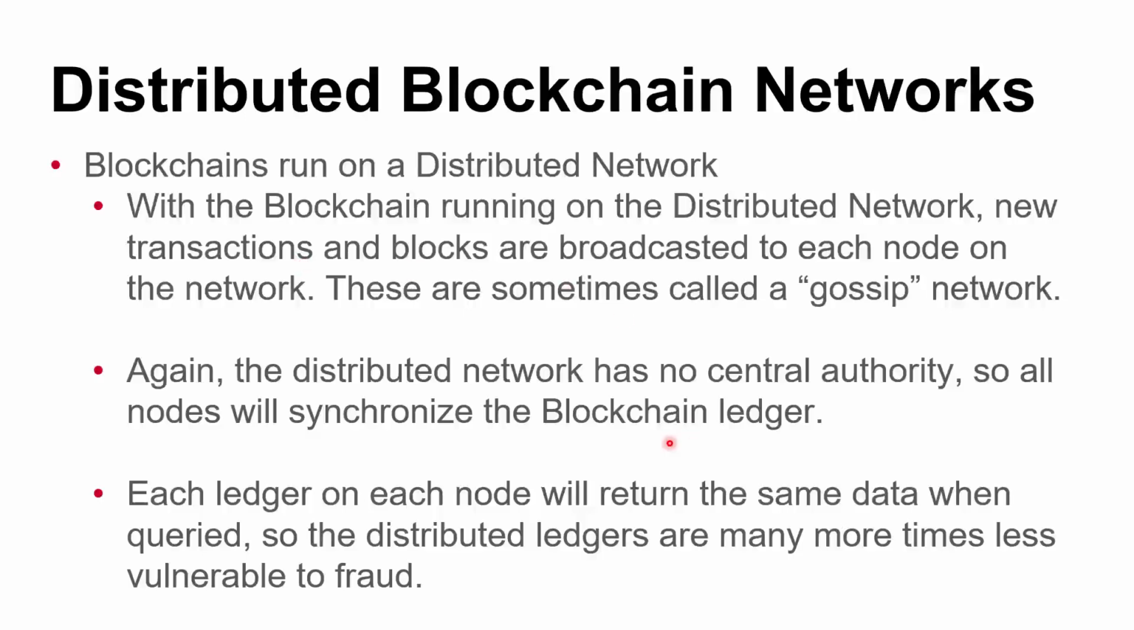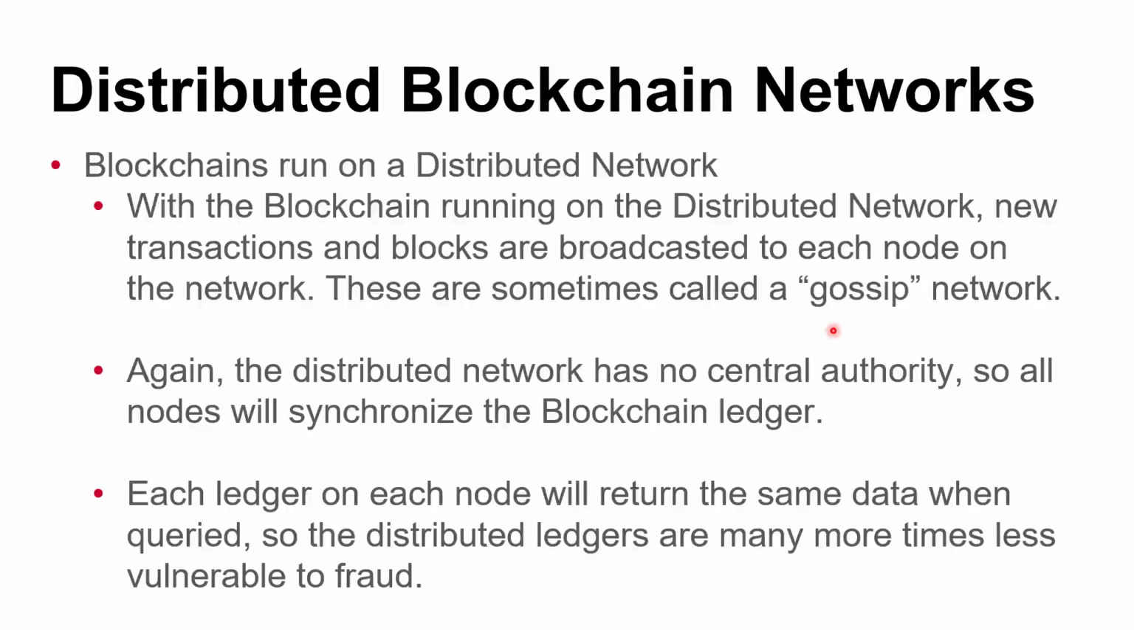And with the blockchain running on the distributed network, new transactions and blocks are broadcast across the network using something called a gossip protocol. So essentially, the messages just move from one node to another, or several to another. And with no central authority, all the nodes will have to synchronize the ledger. So we need some way to come to consensus again. We've already talked about consensus, and resynchronize periodically. Each ledger on each node will return the same data when queried.